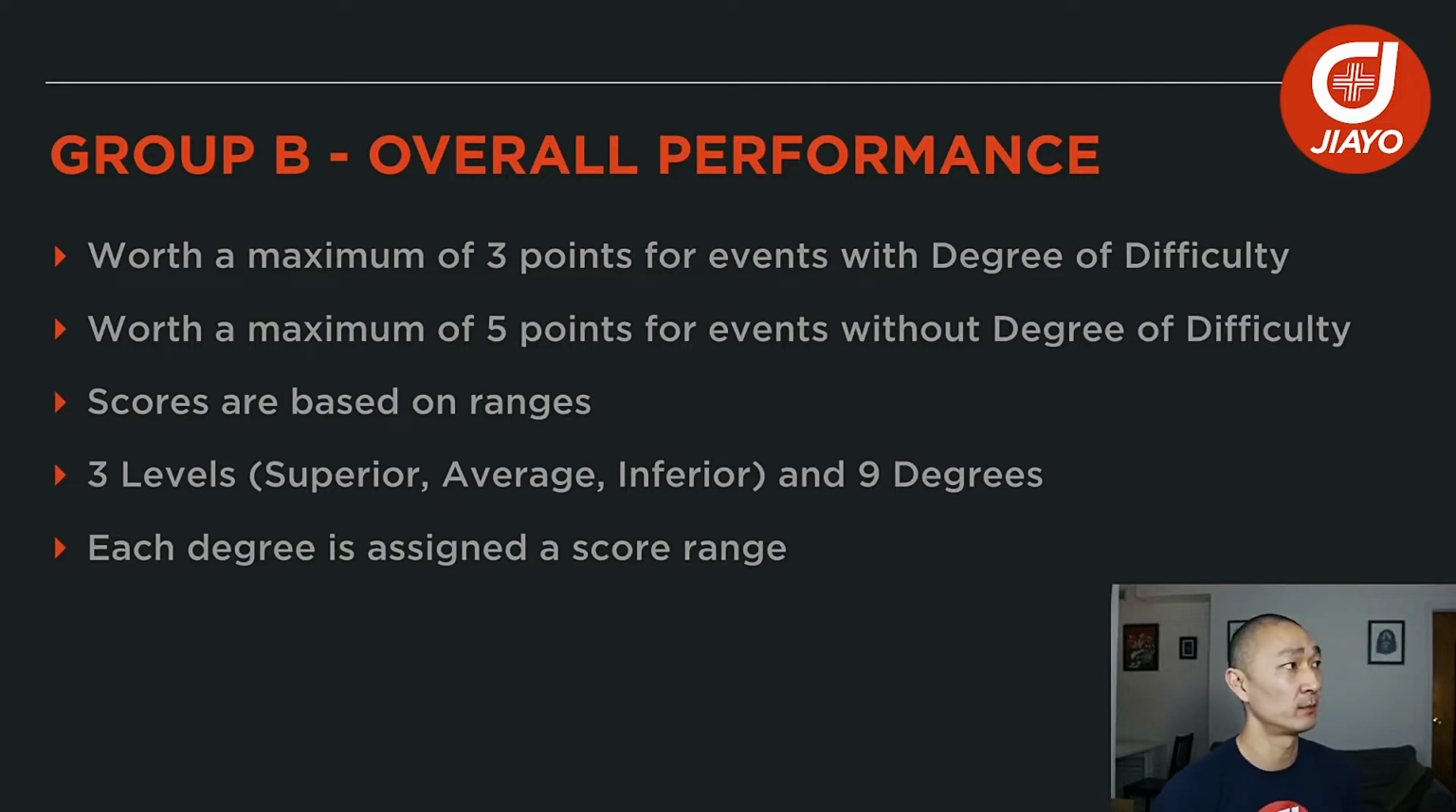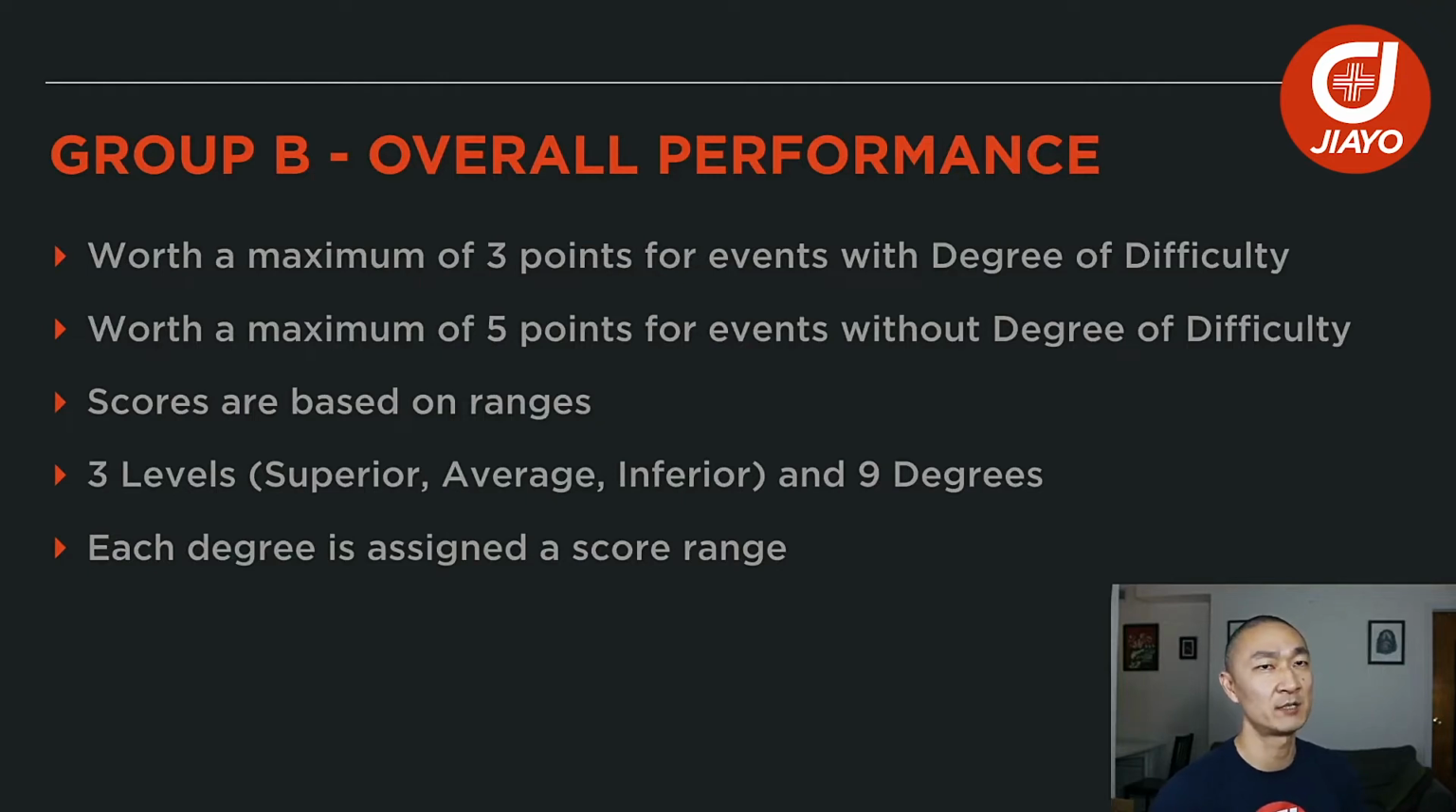And moving on, to Group B. Group B judges evaluate overall performance. Overall performance is worth a maximum of 3 points for events with degree of difficulty and is worth a maximum of 5 points for events without degree of difficulty. Examples for events with degree of difficulty would be optional Changquan, optional Nanquan, optional Taichi Chuan. Examples of events without degree of difficulty would be something like Shuangdao or Shuangjian, Baguazhang or Xingyiquan.